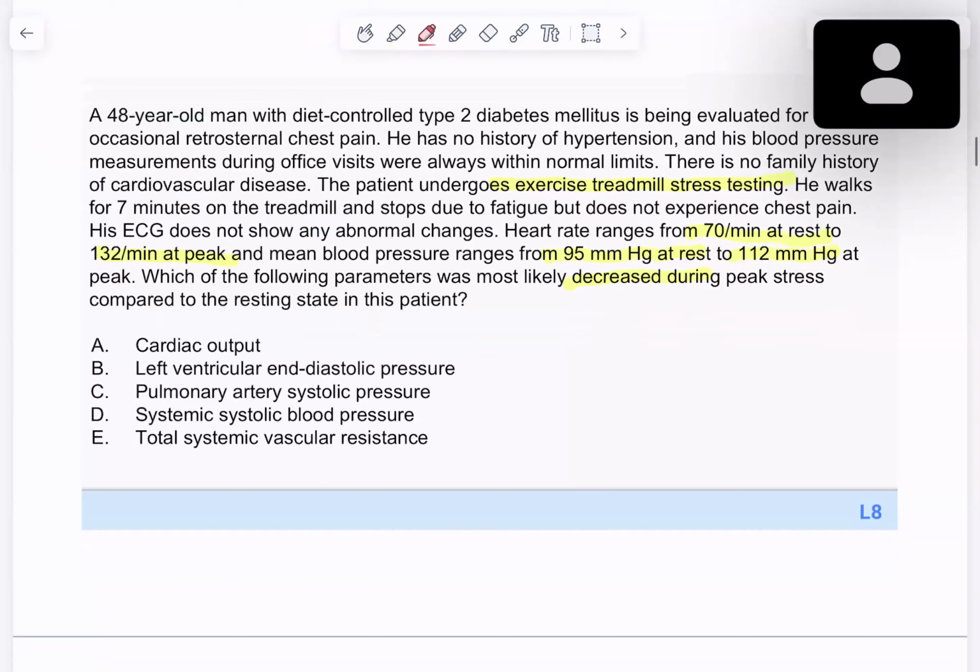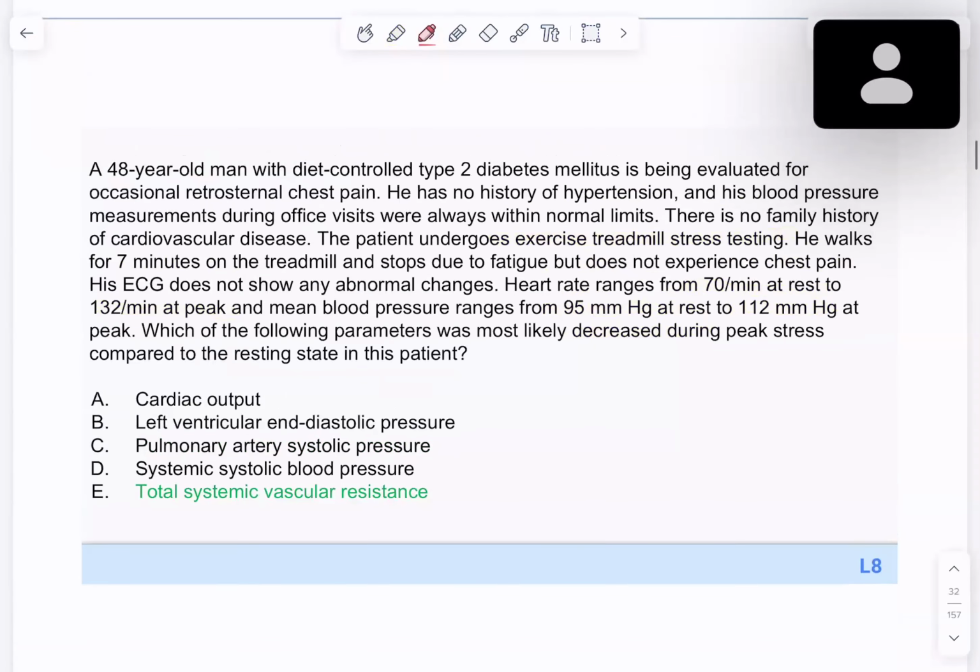Okay. So, the answer is actually E. And let's see why the answer is E. Now, let's go through each of these and tell me whether it increases or decreases when you're exercising. The first one is cardiac output. Cardiac output would increase, not decrease. The reason why is because when you're exercising, you need more blood in your muscles, right? And so your heart has to pump more blood, so it has to pump harder, increasing your cardiac output.